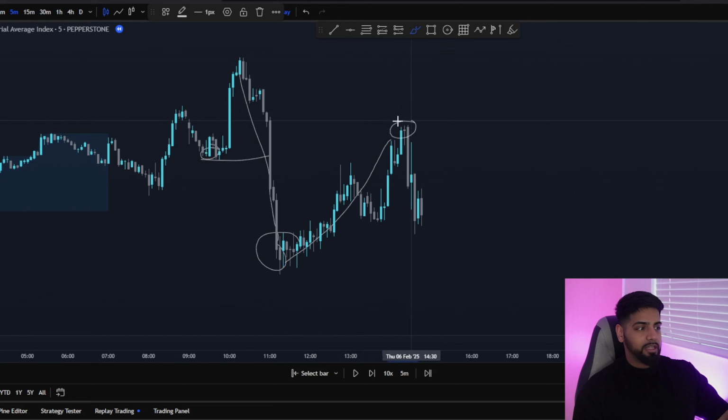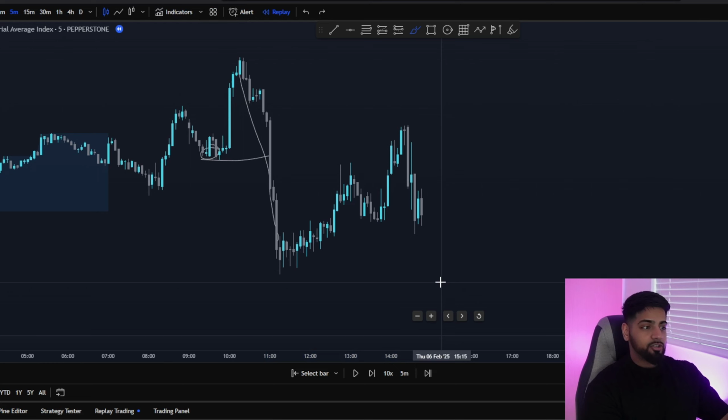From there, we've now put in this lower high, and now we're on our way to creating a brand new lower low. This is telling us that we are in a bearish trend, and to be in line with the trend, we're only going to be taking short positions.